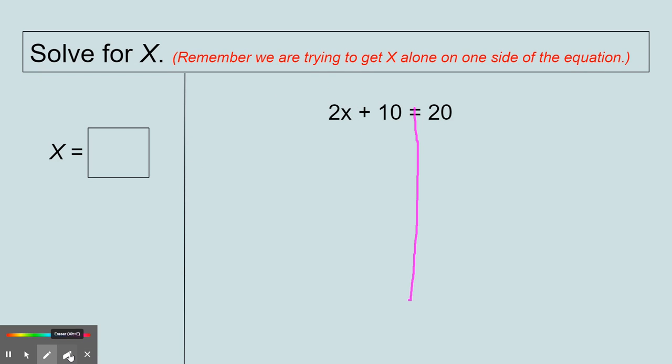So if you guys have any questions on how to solve two-step equations, please send me an email and I will set up a Google Meet with us and we can work through it together. So please let me know if you are having troubles understanding the content, because otherwise I don't know if you guys are having troubles or not.